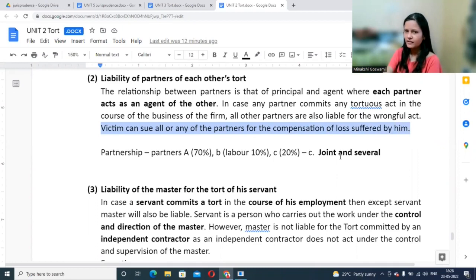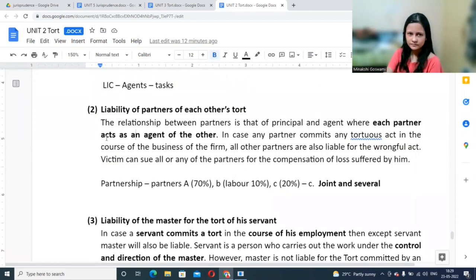Whatever loss is being suffered, for that he can file a case against all of them, any of them, some of them. If there are three partners, A, B, and C, we can make them jointly or severally liable. If C has done something wrong, you either file the case against A, B, or against C, or against jointly A, B, B, C, or C, A, or against all of them. That depends on the victim, because all are at the same level over here. Okay?